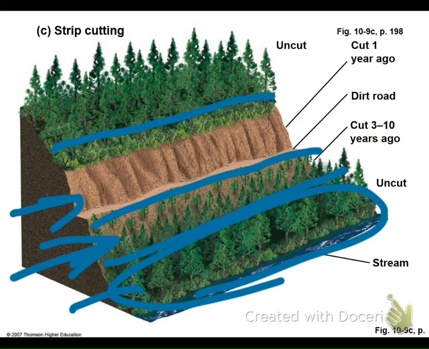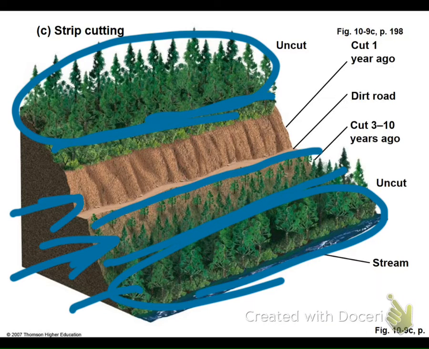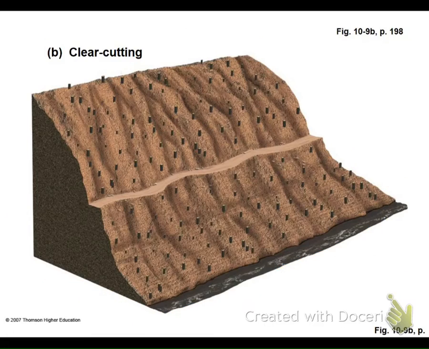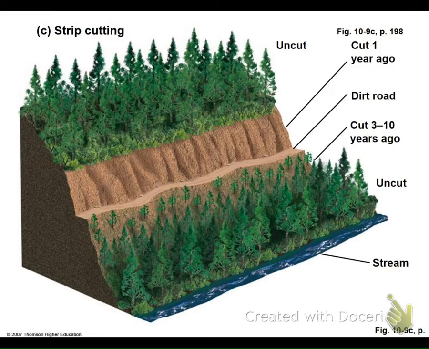The advantage of this is if this is left uncut, doesn't it supply the seeds? Doesn't it decrease the amount of erosion in the area? And therefore the old area can come back. Whereas if you clear cut, there are not going to be any seeds to repopulate the area. That does not leave any seeds behind. This does. And it allows it to repopulate the way it should.